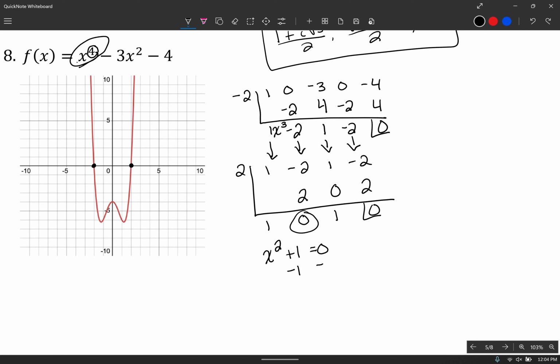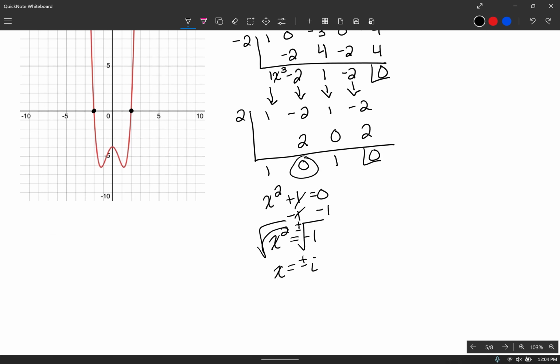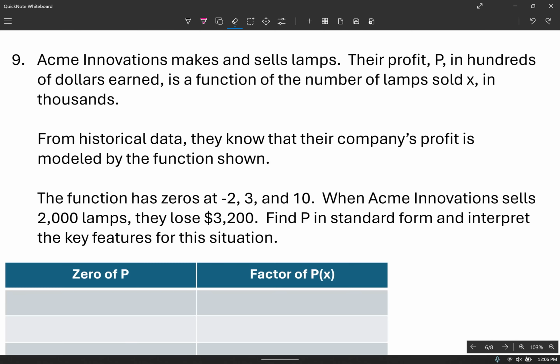Now I'm going to go ahead and solve. So I have x squared is equal to -1. I will square root and not forget my positive and negative answer. And the square root of -1 is i. So our answers are i, -i, and then we also have 2 and -2.